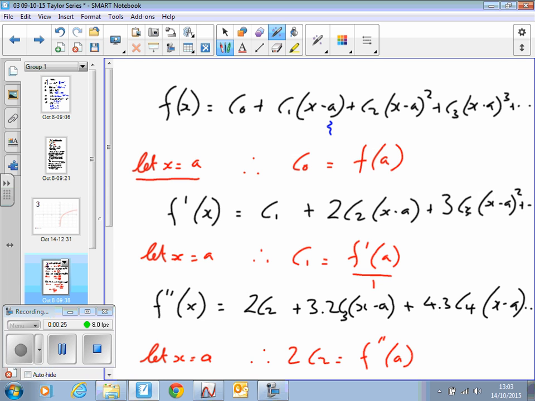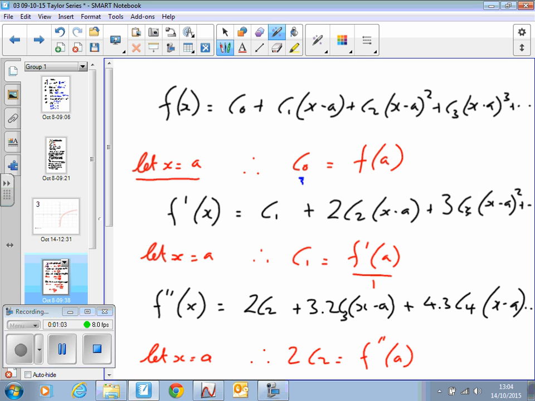So what we do is we let x equal A. If x equals A, then x minus A is 0. So in other words, all of these terms disappear. If x equals A, every term disappears apart from C0. So we can say, what's the value of this constant C0 at the beginning of the power series? It's just the value of the function at A, which is why it's so important that the function exists at A. If it doesn't exist at A, we can't find out what this value C0 is.